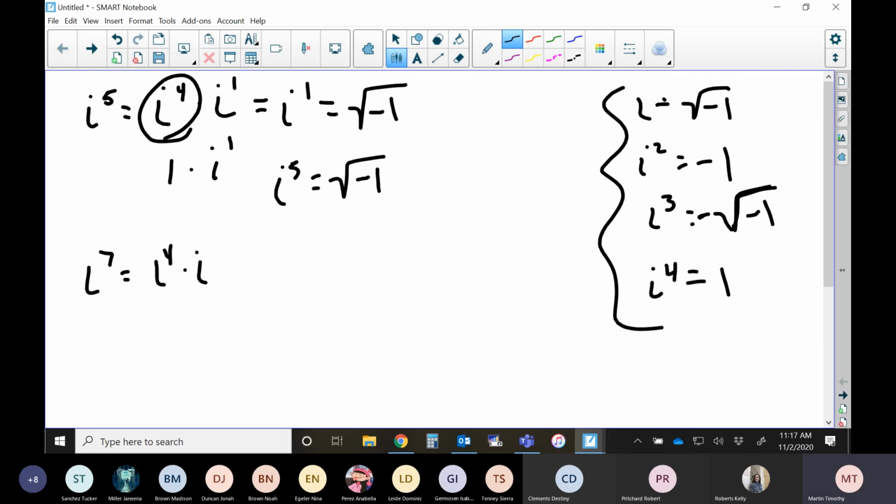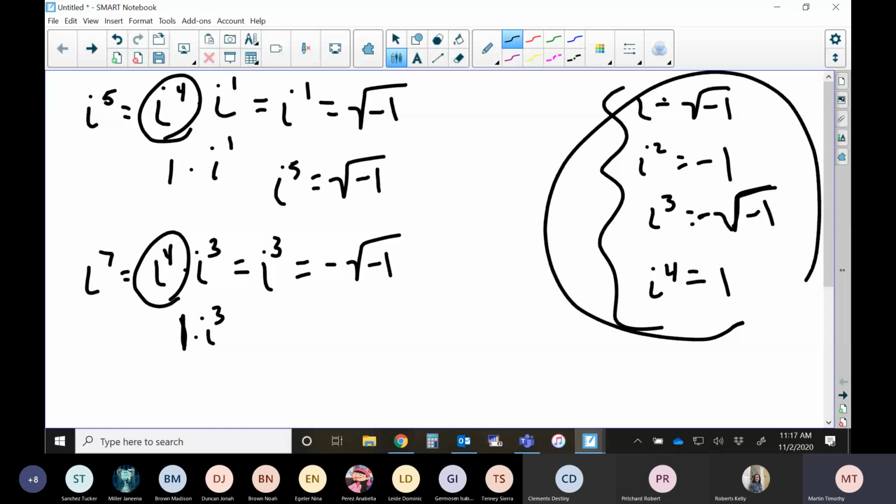All right, anyone? i to the 4th times i to the 3rd. Good. And then what does this really turn to? 1. And then 1 times i to the 3rd is really i to the 3rd. So really i to the 7th is equivalent to negative square root of negative 1. Do you guys see yet the pattern that this is just going to keep repeating over and over again? Yeah, it resets.